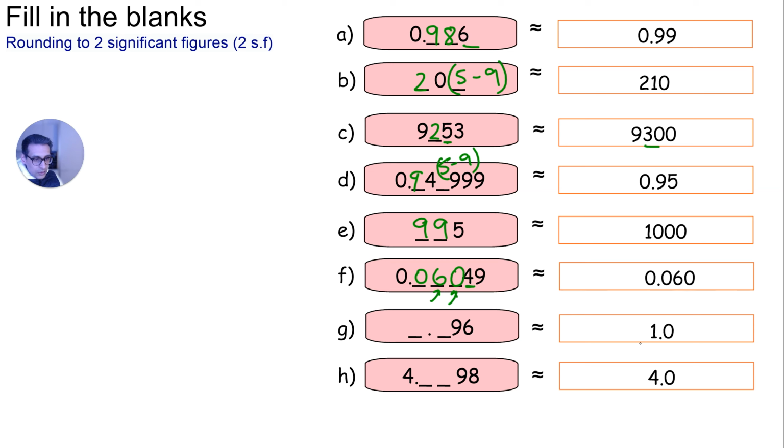The next one is to make that 1.0, so that's going to be 0.996, and then these are going to round to 4.0, so if we make that a 0, then this following decider cannot round that 0 up, so it has to be anything from 0 to 4. And those are your answers for this exercise.